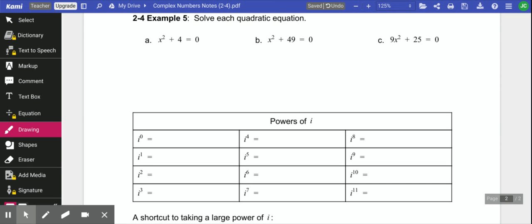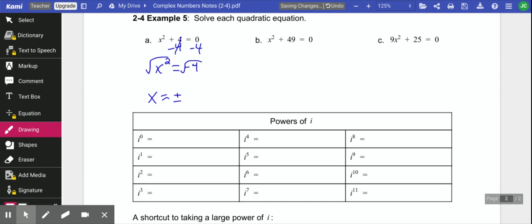We're going to use what we have just learned about imaginary numbers to solve some equations. So we have x squared plus 4 equals 0. We want to solve this for x, so we're going to start by subtracting 4 from both sides. So we get x squared equals negative 4. And then we're going to take the square root of both sides. Now remember, anytime you introduce the square root, your answer is going to be plus or minus.